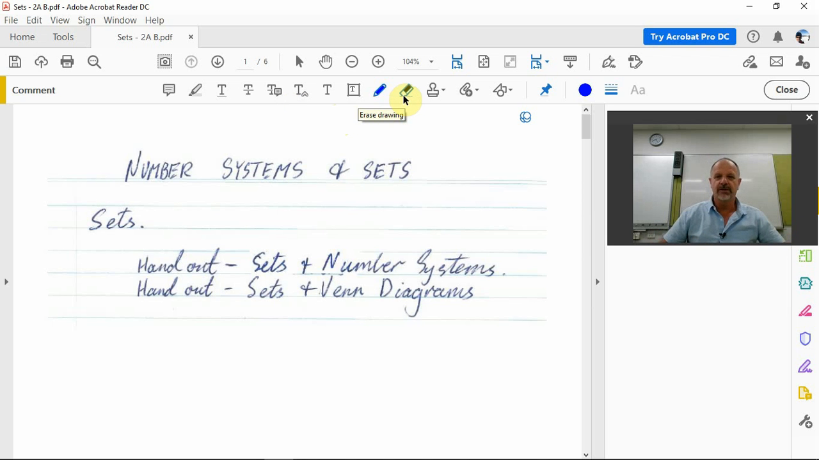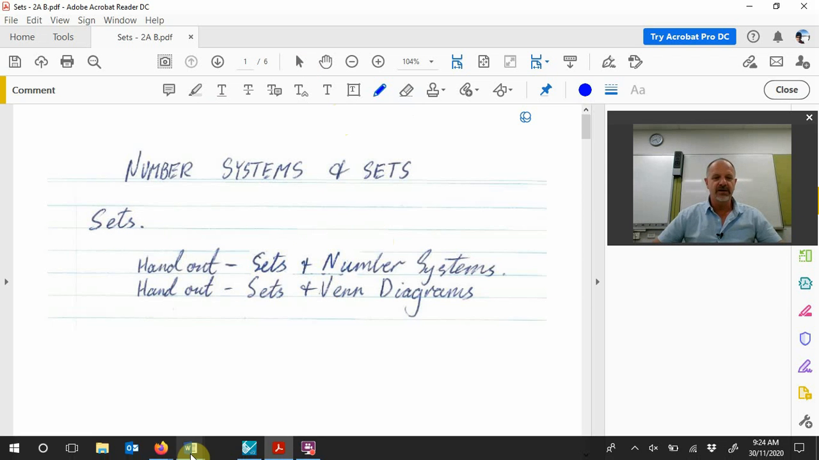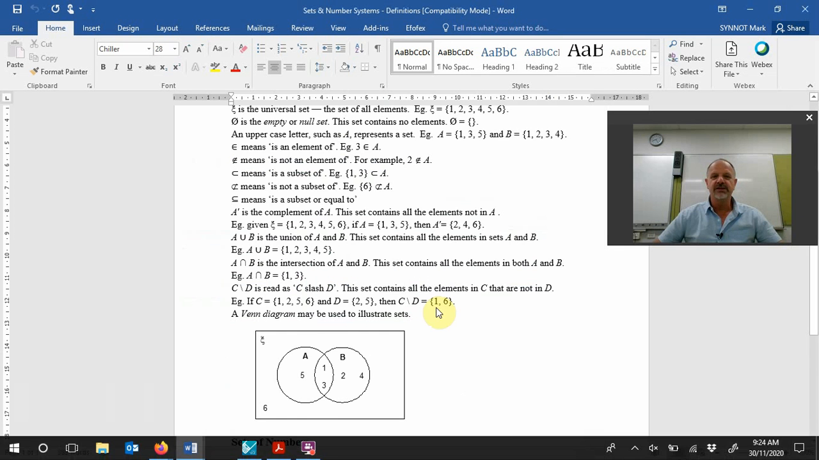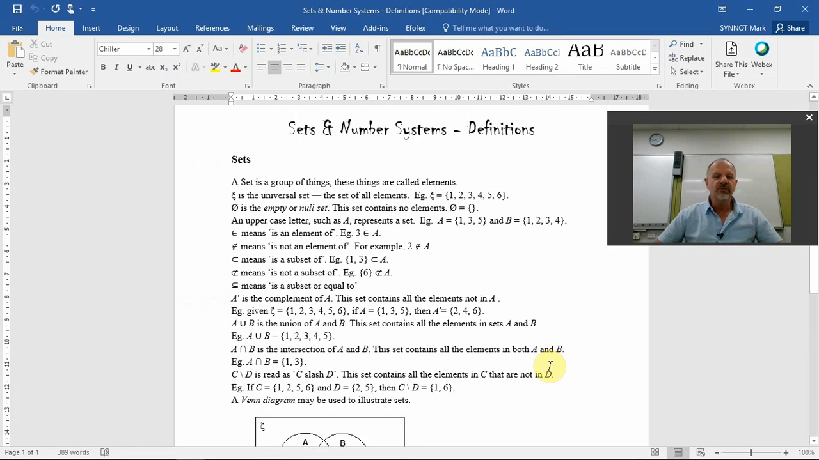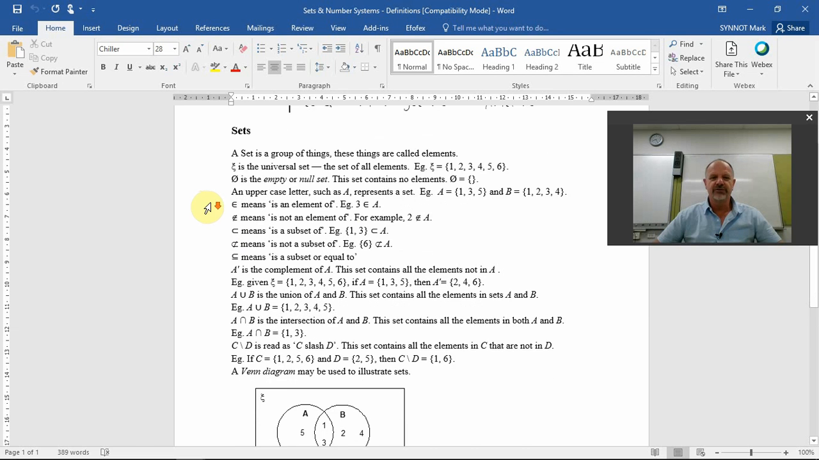Okay, so a couple of handouts, sets and number systems, sets and Venn diagrams. So the sets and number systems, it's this one here. So that's on the website there, Physics with Synno, in that maths page. So it shows you what all the symbols down here on the side mean. So if you get stuck, you need to refer to these.